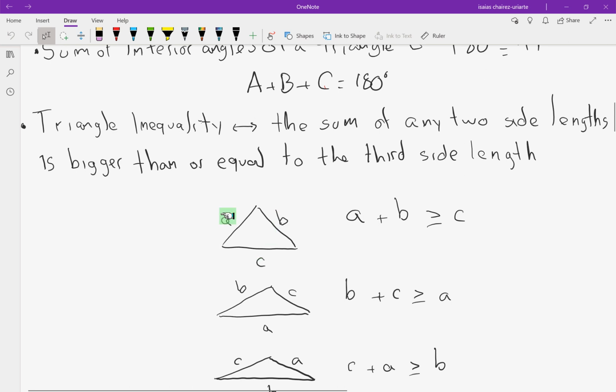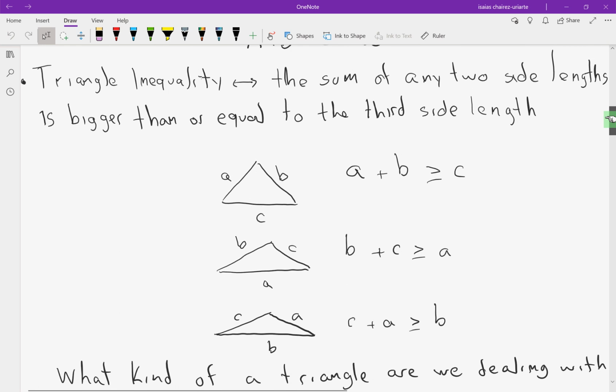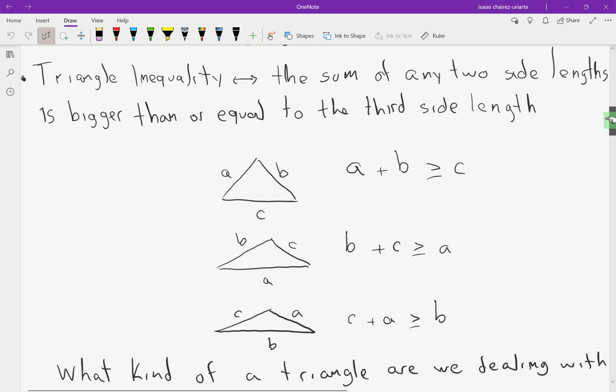If the sum of side length a plus side length b was smaller than side c, that would not be a triangle. The lengths of the sides would be too small to close a triangle. You would have just three lengths that do not form a triangle. So this is going to be useful to determine whether or not a triangle can be formed. So keep this triangle inequality in mind.